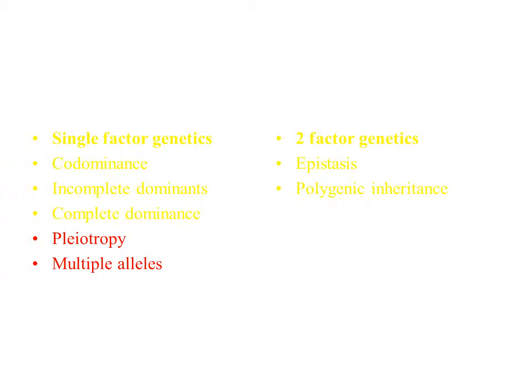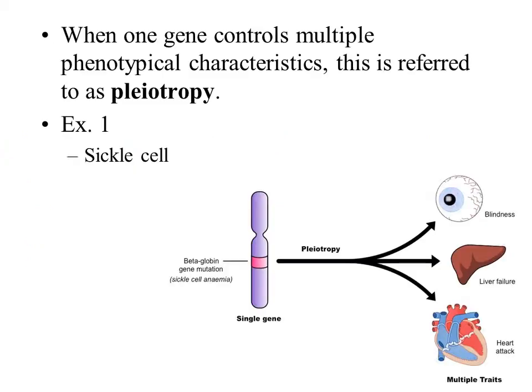Now we will talk about pleiotropy and multiple alleles. When one gene controls multiple phenotypical characteristics, this is referred to as pleiotropy. We talked about a recessive genetic disorder earlier, and it was called sickle cell.